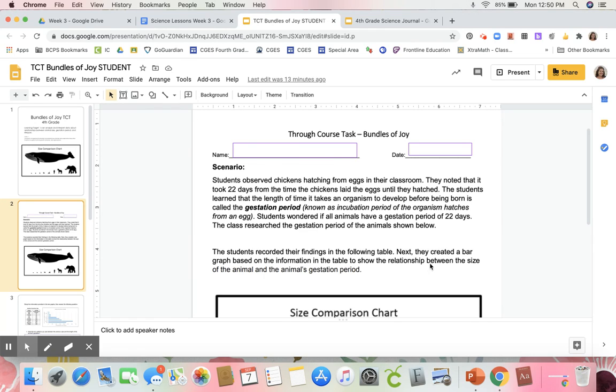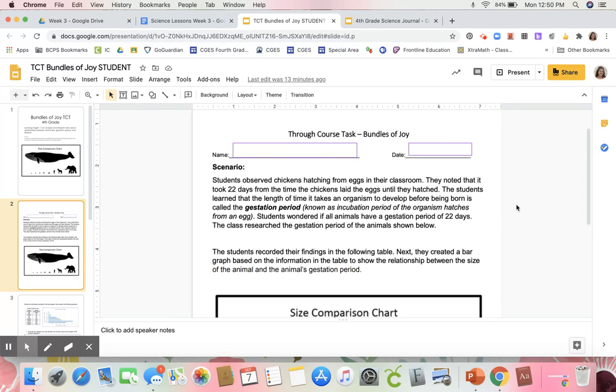And then let's just read about what's going on. What do we have to think about? So this says, scenario. Students observed chickens hatching from eggs in their classroom. They noted that it took 22 days from the time the chickens laid the eggs until they hatched. The students learned that the length of time it takes an organism to develop before being born is called the gestation period, known as incubation period of the organism that hatches from an egg.